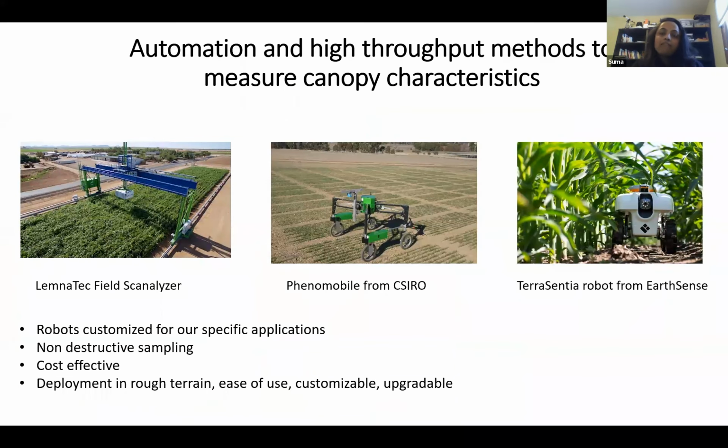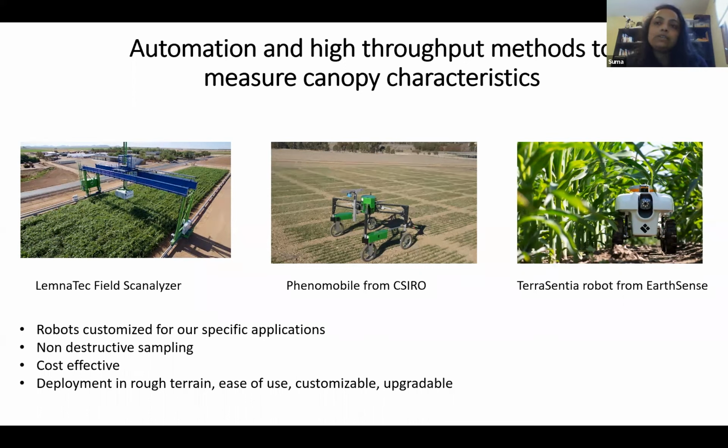There are people who are very interested in understanding canopy characteristics, and people have built robots for this. There are these field size humongous robots, the leftmost one is the LemnaTec field Scanalyzer. There are more intermediate robots that were built, and the one I've shown you is called Phenomobile from CSIRO in Australia. And the last one I wanted to show you is this little tiny robot called TerraSentia from the University of Illinois.